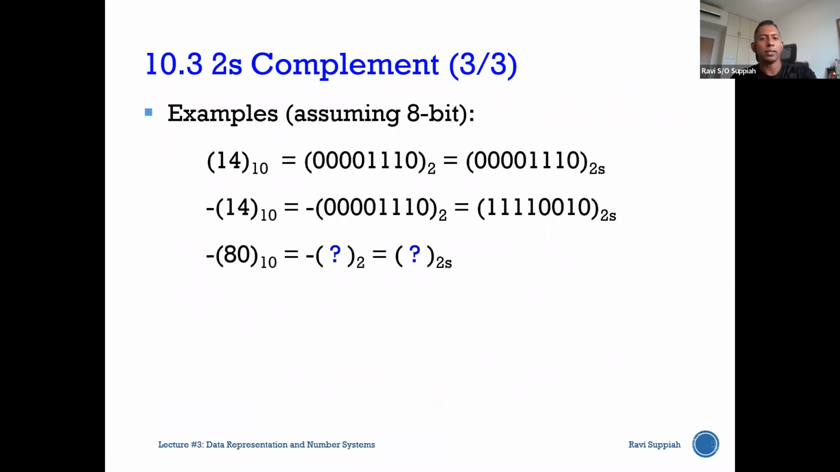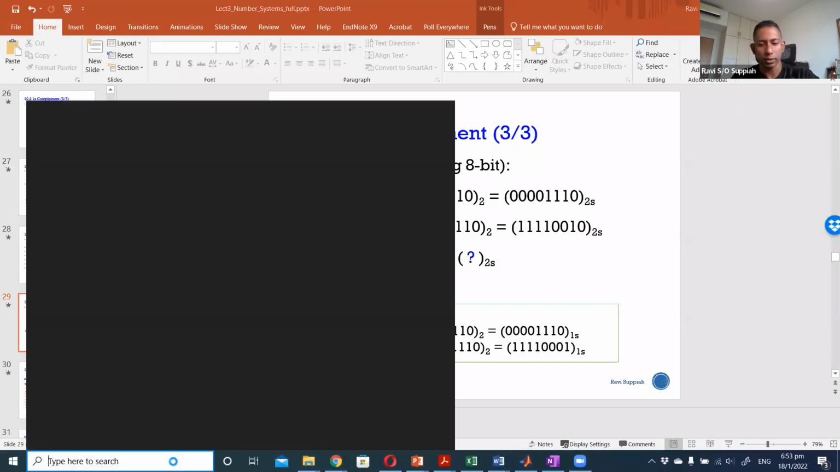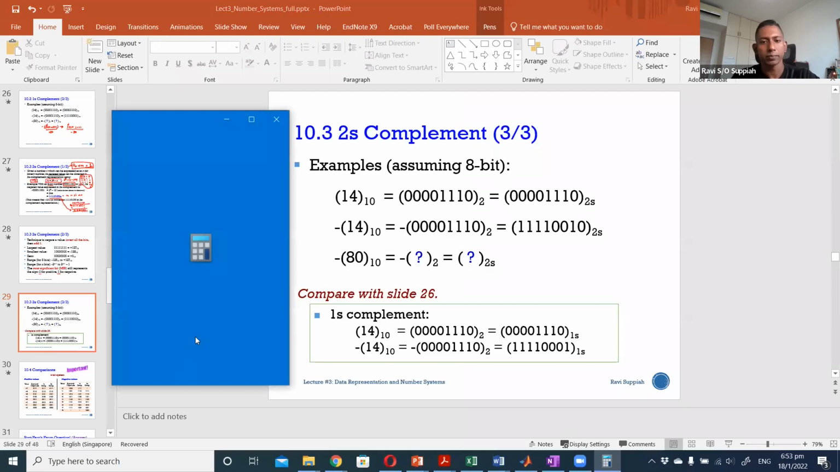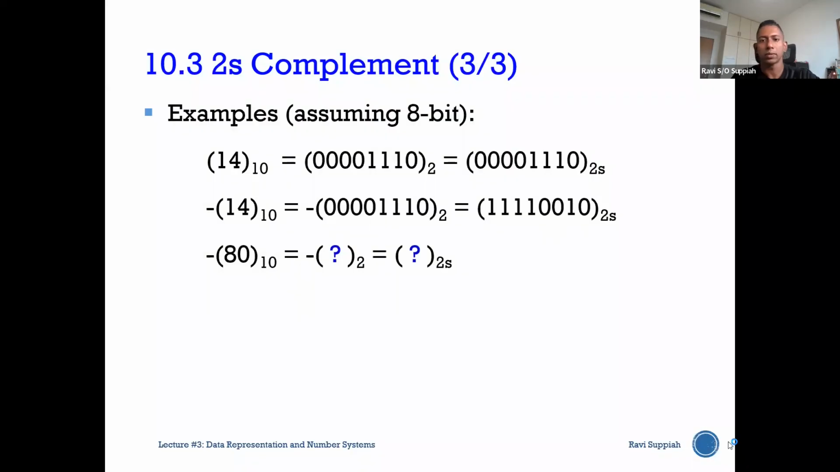Okay, now let's look at the same thing again. So 80, if you convert, it's the same thing. Okay, there's a calculator. So 80 is given as this: 0 1 0 1 0 0 0 0. Okay, so let's go ahead and do it. So 0 1 0 1 0 0 0 0. The first step is I flip, so I get 1 0 1 0 1 1 1 1, and after I flip, I add 1.